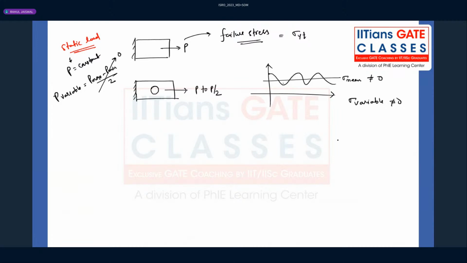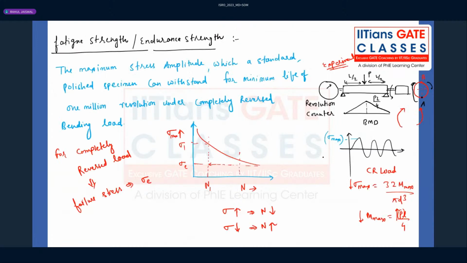But when the component is subjected to completely reversed loading, changing from minus P to P, so here P maximum, let's say, is P, and P minimum is, let's say, minus P. Then what is the P mean? P mean, which is responsible for static failure, is 0. But what about P variable? We have a particular P value.